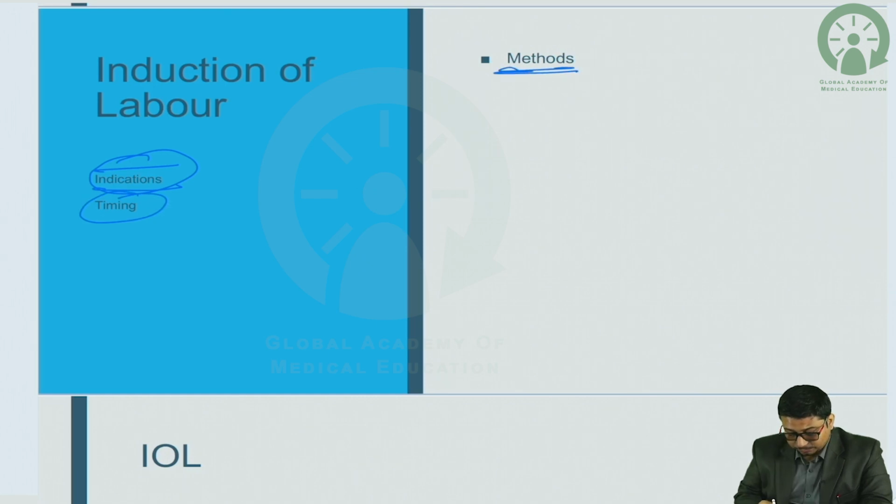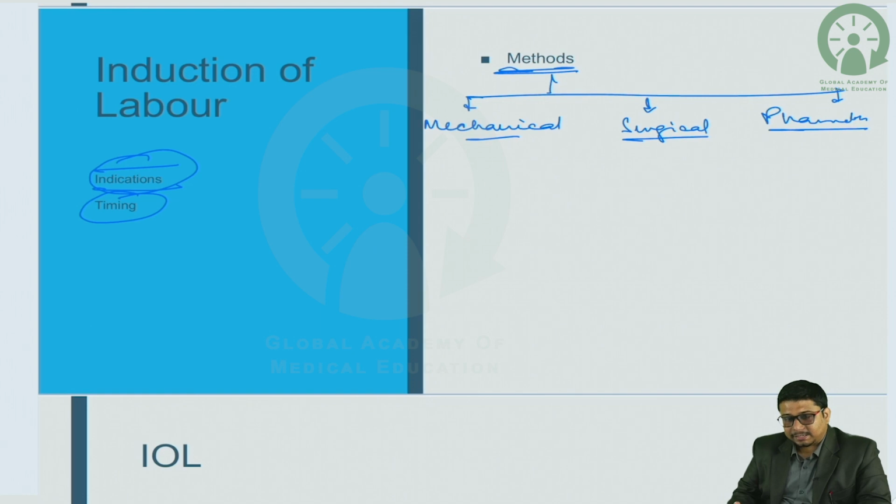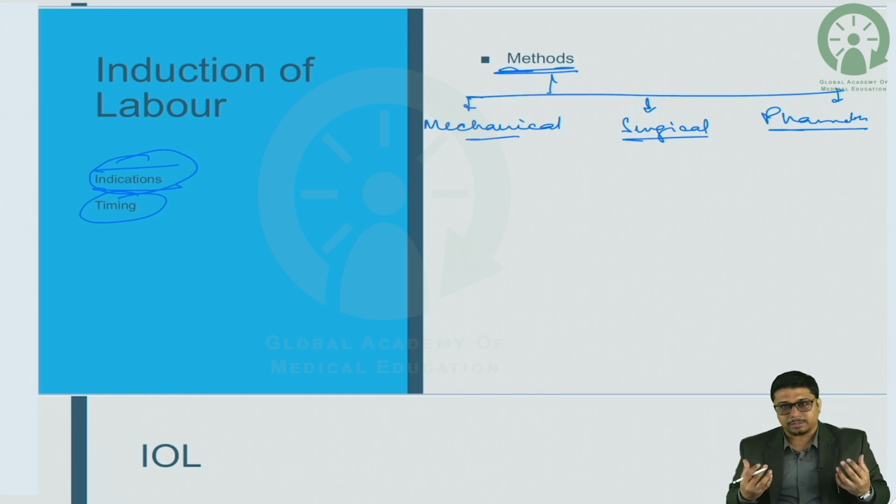Now, what are the methods of inducing labor? It can be either mechanical, surgical, or pharmacological. Basically, induction of labor is like pushing a lady who is not in labor into labor. For one who is already in labor, intensifying that labor is known as augmentation of labor, which is mostly done by oxytocin or artificial rupture of membrane during labor. But induction of labor is when somebody is not in labor, to push that person into labor.